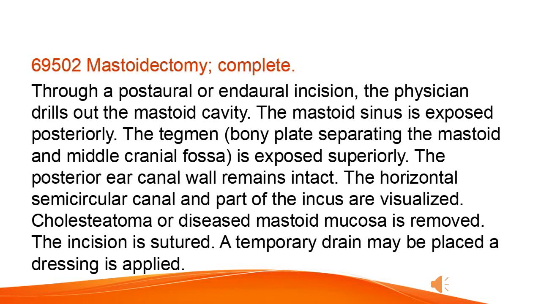Mastoidectomy, complete. Through a postaural or endaural incision, the physician drills out the mastoid cavity. The mastoid sinus is exposed posteriorly. The tegmen, bony plate separating the mastoid and middle cranial fossa, is exposed superiorly. The posterior ear canal wall remains intact. The horizontal semicircular canal and part of the incus are visualized. Cholesteatoma or diseased mastoid mucosa is removed. The incision is sutured. A temporary drain may be placed. A dressing is applied.